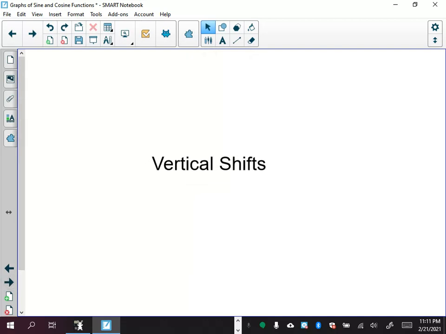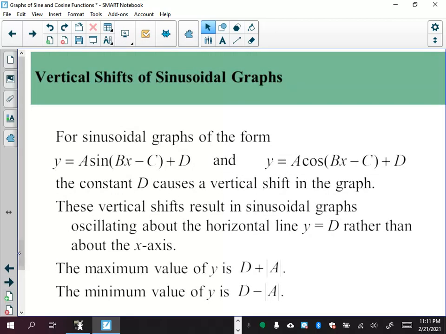So let's talk about vertical shifts. We talked about A, B, and C. Now we're bringing in a D.